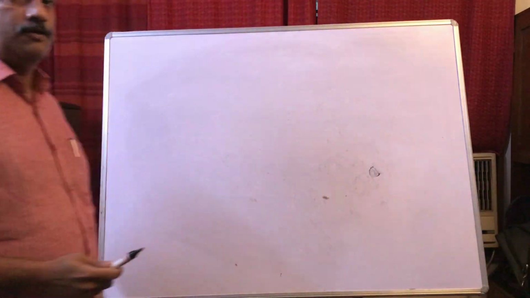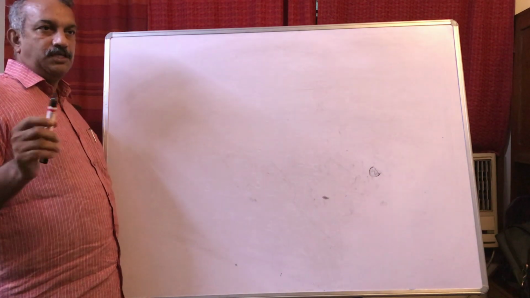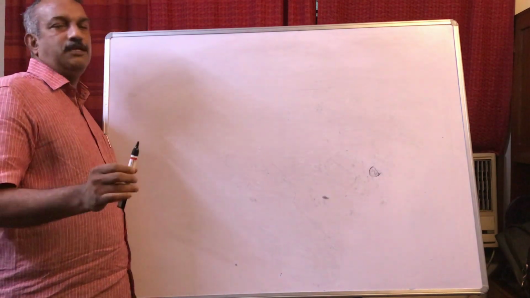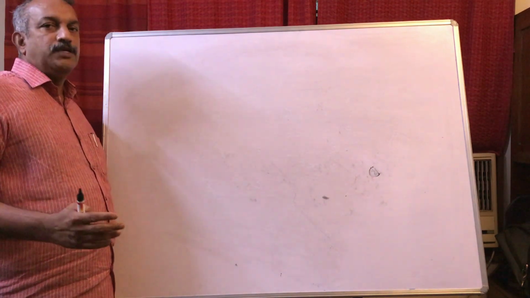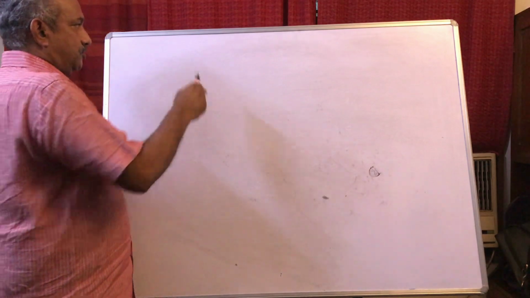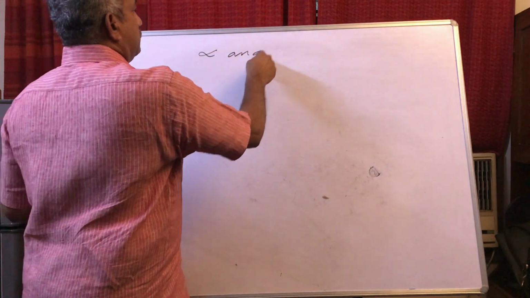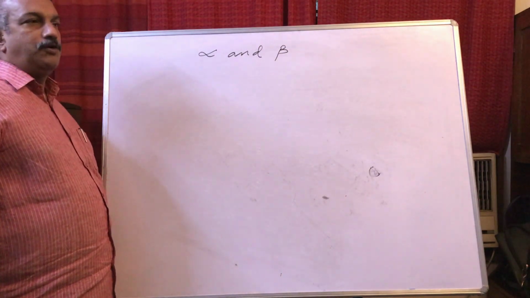Now, one last topic. If the zeros of a quadratic polynomial are given, how will you find the quadratic polynomial? We can find it. Suppose alpha and beta are the zeros of a quadratic polynomial. Then find the quadratic polynomial.